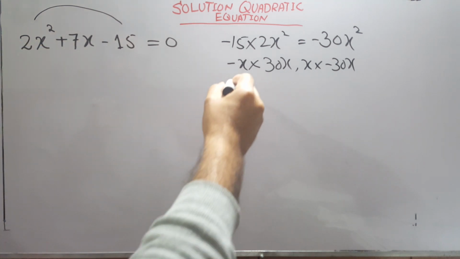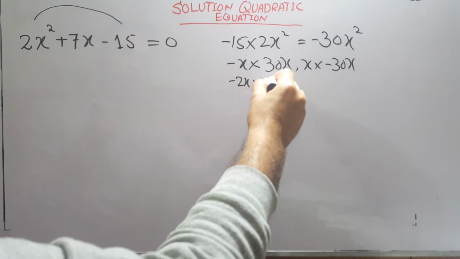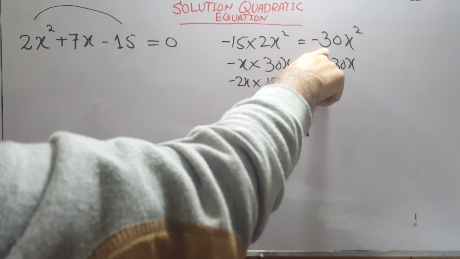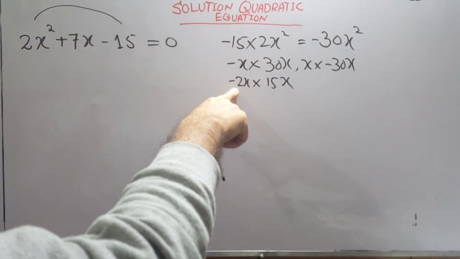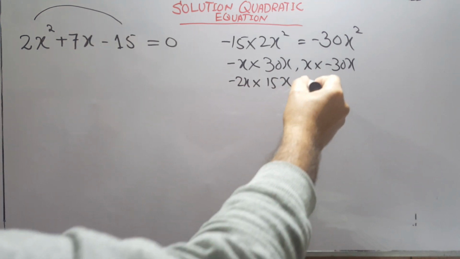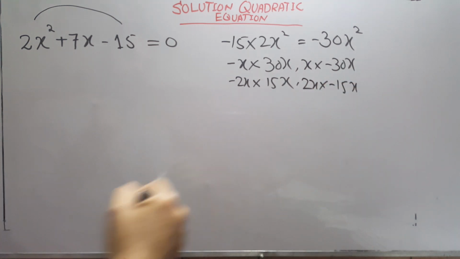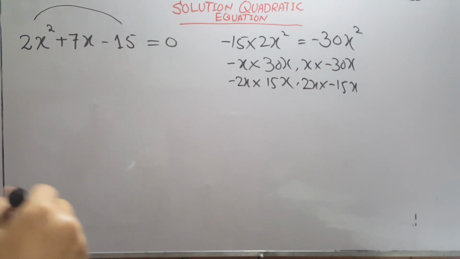So we go to the next one. You can use minus 2x into 15x. That will give you again minus 30x squared, but if you add them, plus 15 and minus 2 will not give you 7x. So we go to the next one. 2x into minus 15x. Again, this gives you minus 30x squared, but it will not give you 7x. So we go to the third one.